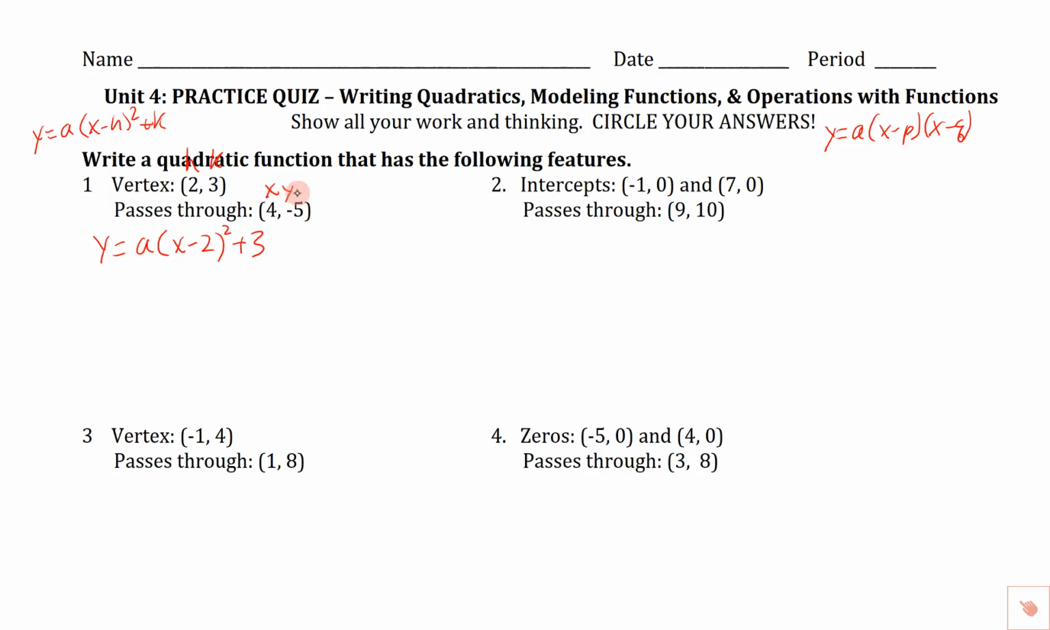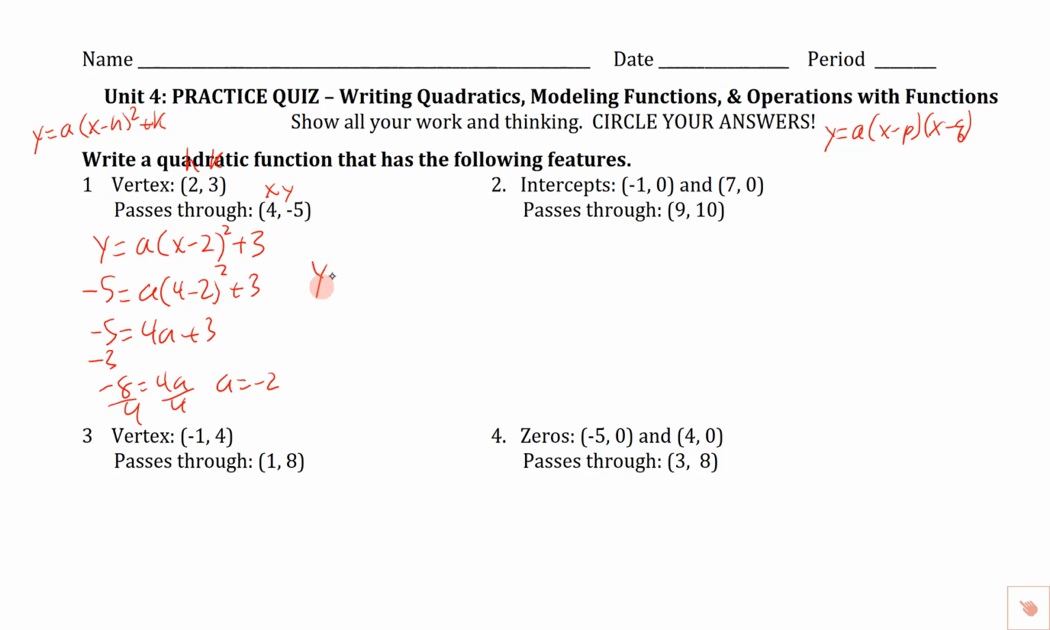In order to figure out what a is, we plug in this x and y, because remember, if that's on the graph, it would work in the equation. So this is going to be negative 5 equals a, that's what we're looking for, times 4 minus 2, quantity squared, plus 3. So negative 5 equals, 4 minus 2 is 2, 2 squared, so this is 4a, and then plus 3. I'm going to move the 3 over by subtracting, so I get negative 8 equals 4a. If I divide by 4, I end up with a equals negative 2.